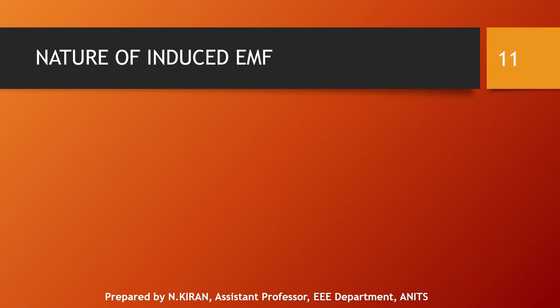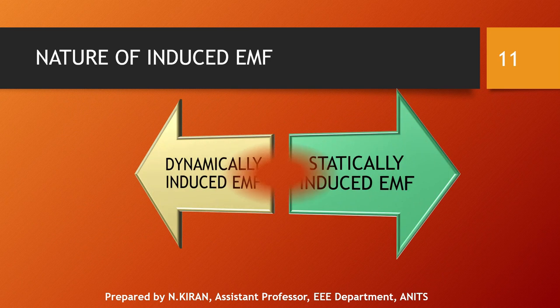The nature of induced EMF that is occurring in a conductor or coil is of two types. One is statically induced EMF and the second one is dynamically induced EMF. As the name indicates, static means stationary, dynamic means when it is in motion.